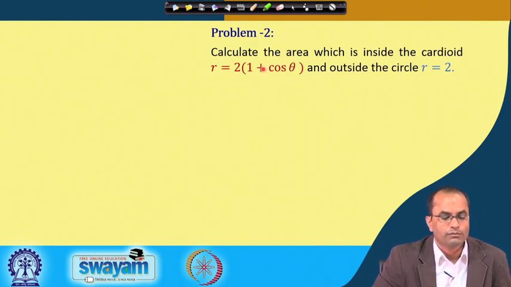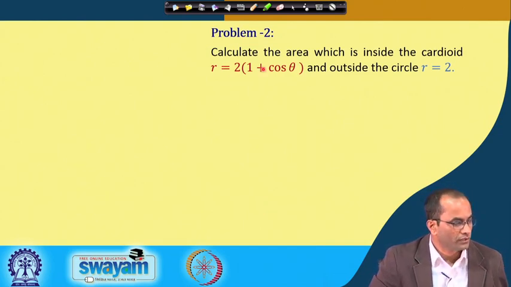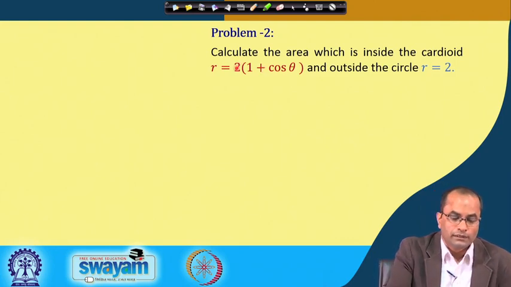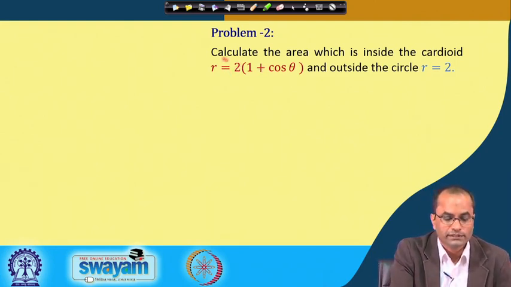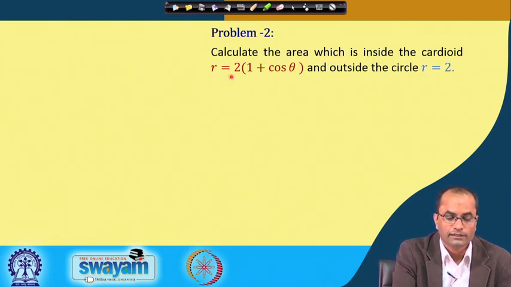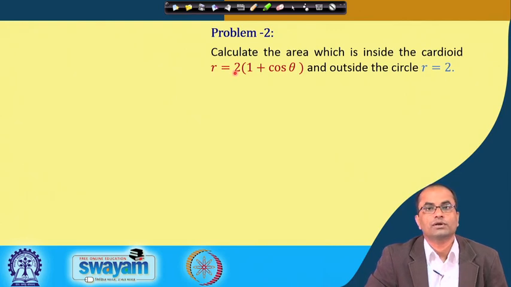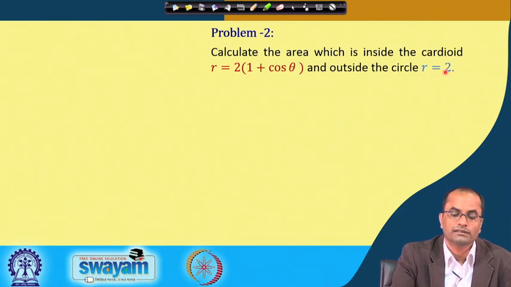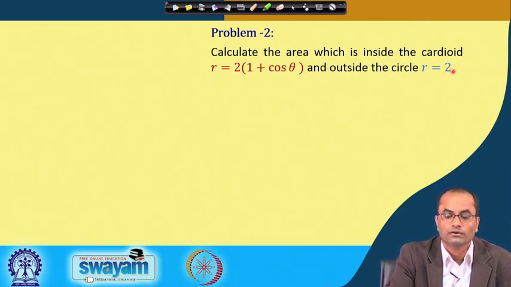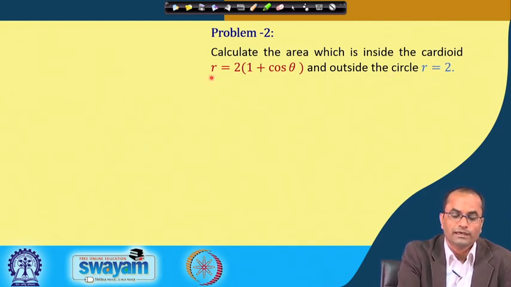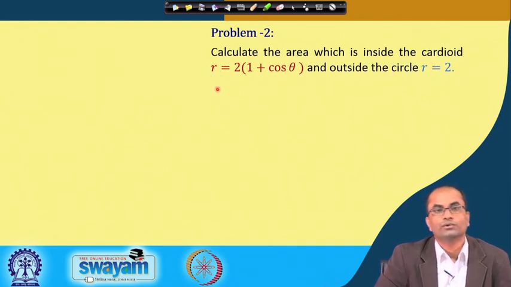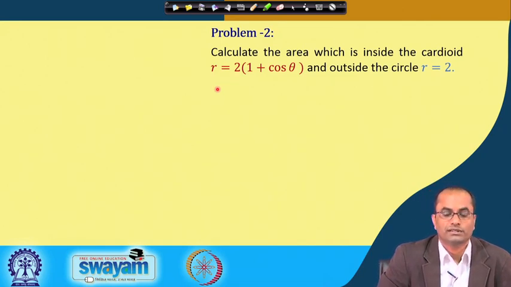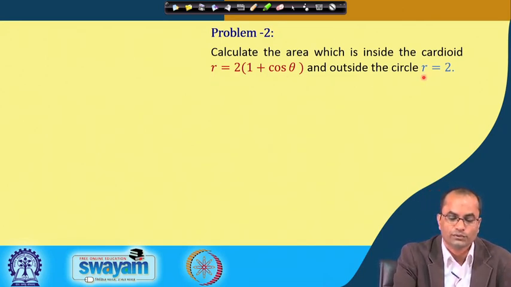So, let us take another problem here, problem number 2, which will give us again a little more insight. So, here, calculate the area which is inside the cardioid r is equal to 2 times 1 plus cos theta, and outside the region r is equal to 2, the circle r is equal to 2. So, there is a circle here of radius 2, center 0. So, this is a circle, and then we have this cardioid r is equal to 2 times 1 plus cos theta. So, we have to first draw the region as usual.